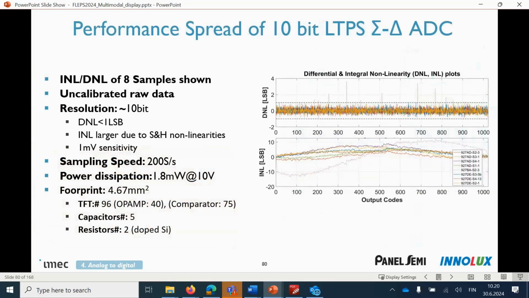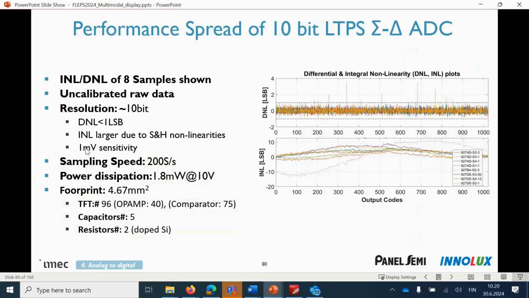We designed and fabricated this. Here again, we are reporting 8 samples measured. The DNL and the INL are plotted. DNL looks okay for 7 of them. Only 1 was not okay. In the INL, we noticed some non-linearities due to the input sample and hold circuit. We think that is the problem.